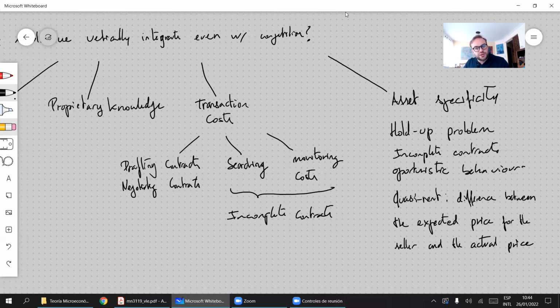So solutions for this problem: either you have a good contract, but having a good contract might be difficult. It might not be possible to have a good contract because you cannot specify all the details of the product, because there are things that you cannot foresee or anticipate. And the other is, again, vertical integration. To get rid of this problem, I vertically integrate. I buy the company that makes this specific asset.